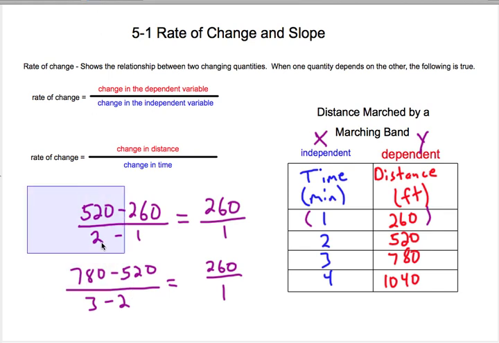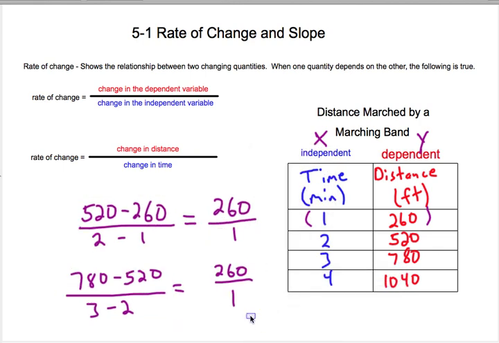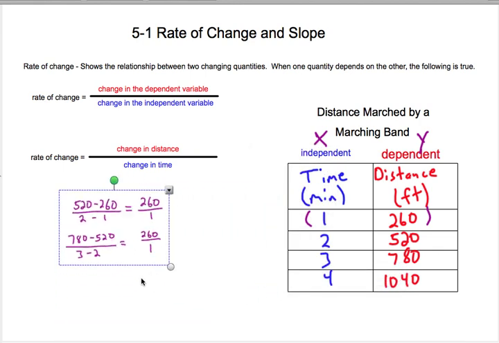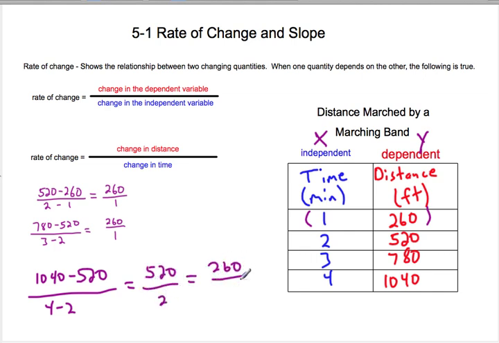And you can even, let me shrink these down for a minute. You can even pick ones that are not right next to each other. So if I wanted to see the change in time based on a distance change of like 1040 to 520, we could do 1040 minus 520 over 4 minus 2. And we're going to get 520 over 2, which reduces to 260 over 1.